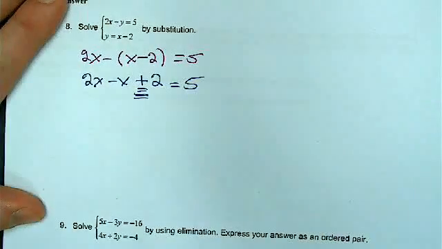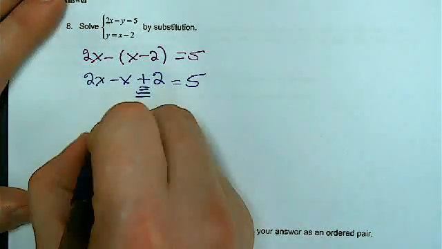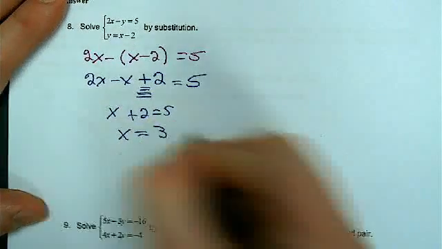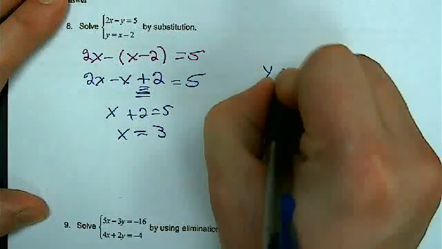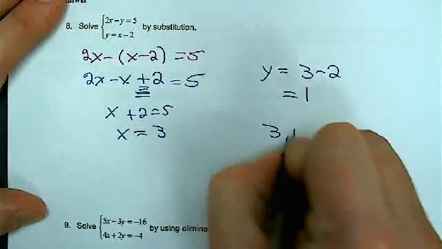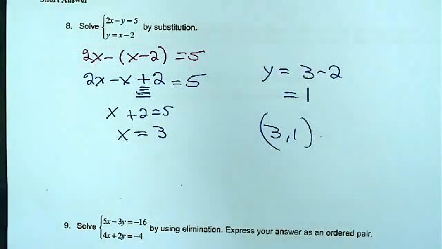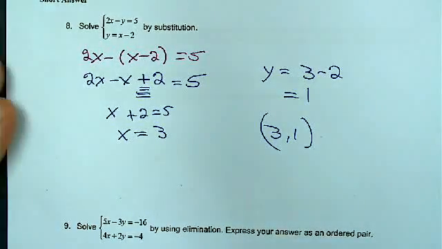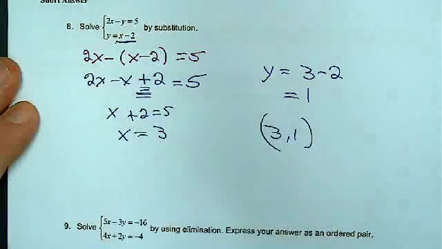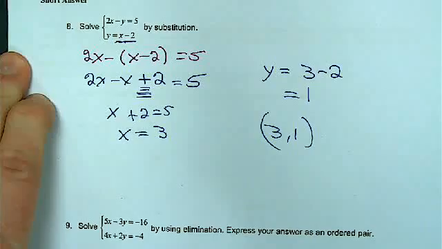And that's where that plus 2 comes in. People are going to lose that plus. Watch it. So this now becomes x plus 2 equals 5, or x is equal to 3. Plug it back in. y is equal to 3 minus 2, or 1. Remember, substitution means you replace the variable y with what you said y was equal to.